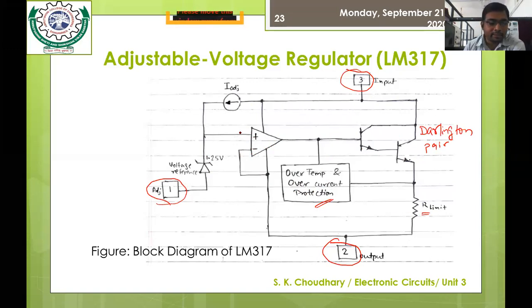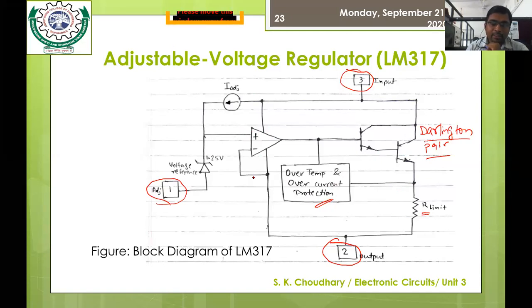Now if you see this block diagram of LM317, it looks like a series regulator. We have seen that there are two types of regulator, series and shunt. Here it is a series regulator, and there is a Darlington pair as a pass element. Here the Darlington pair acts as a pass element, that passes the current. I will come to the details later on.